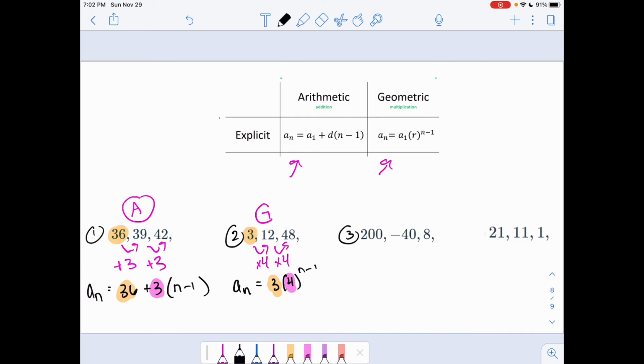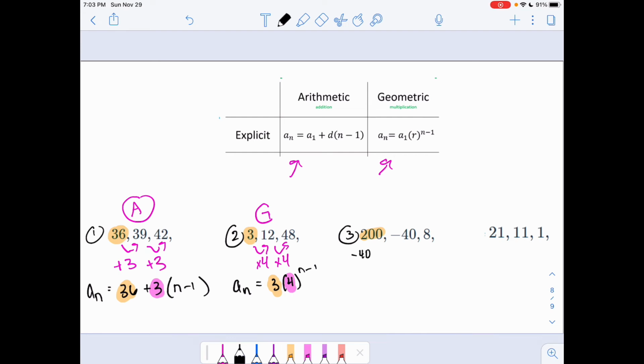Number 3, here's my initial value. I'm not sure what my pattern is, so let me double check. Let me see if I'm adding by something consistent. Let's see, 200 plus something equals negative 40. Let's see if I'm adding by 240 to move from negative 4 to 8. No, I'm not. So this is not arithmetic. It looks like I'm probably multiplying.